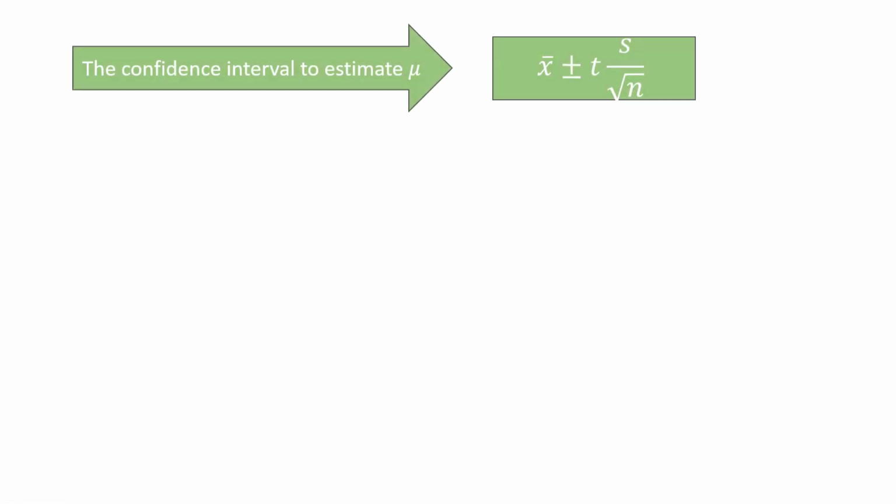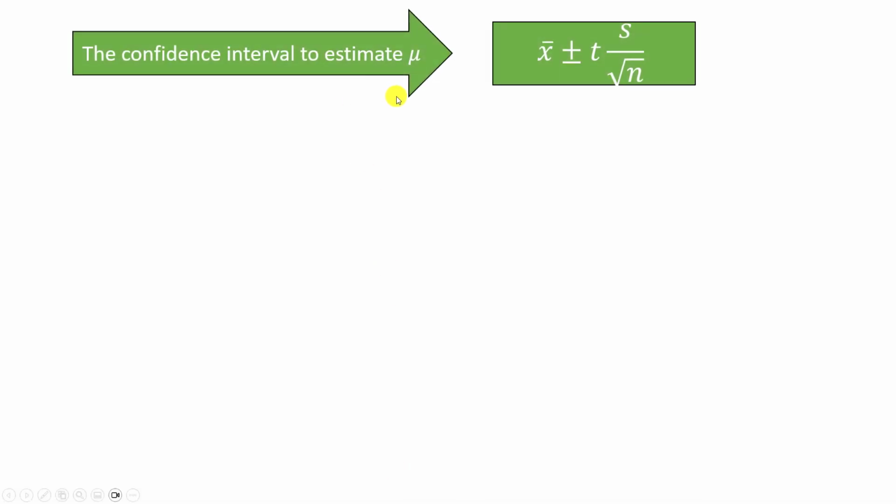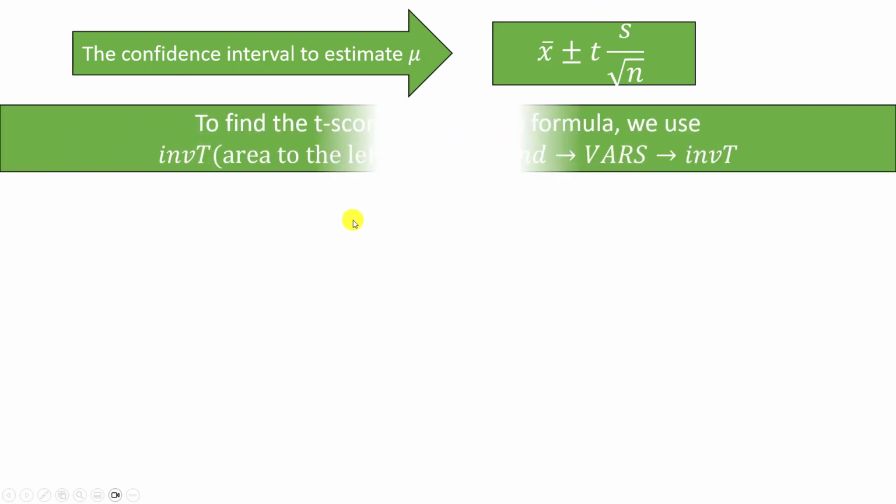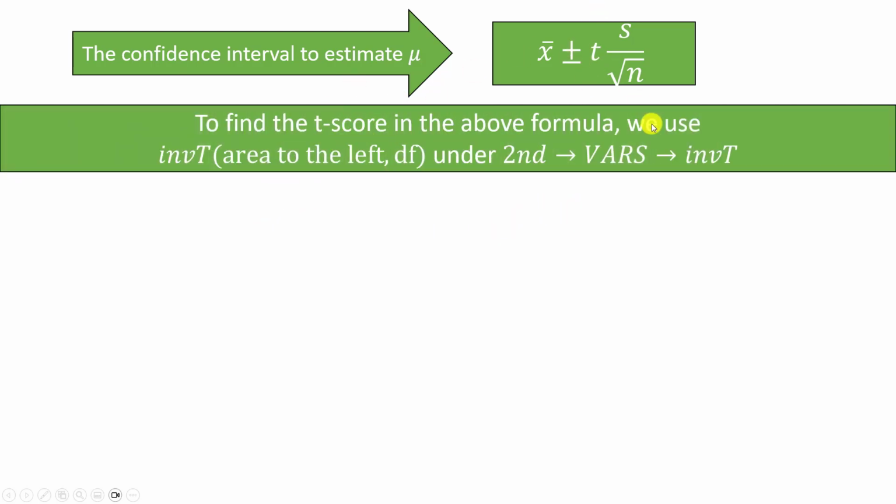Let's look at the confidence interval formula to estimate the mean that we looked at from earlier. Let's talk more about this t-score. To find the t-score in the above formula, we need to use a function from the TI-84 calculator called inverse t. We can get to this function by pressing second, vars, and then inverse t on the TI-84 calculator. We'll do this together in just a minute.